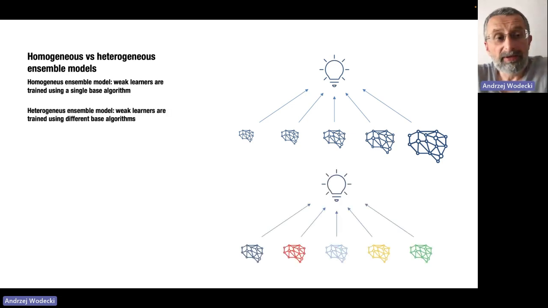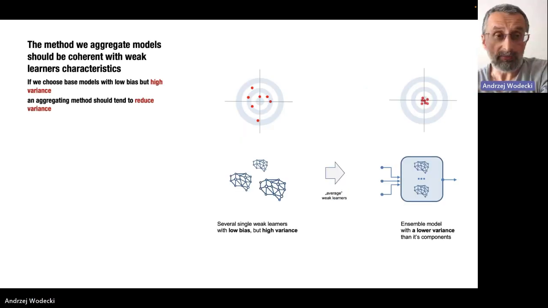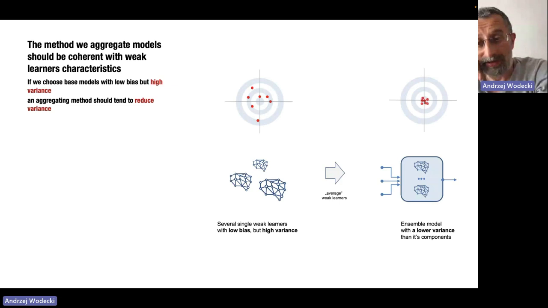On the other side, we have heterogeneous ensemble models, where weak learners are trained using different base algorithms. For example, the first one will be logistic regression, the second one support vector machine, the third one a neural network. So this is another option. It's like different animals voting together, and for the first case we have the same animal, like human, but with different hyperparameters. So this is also very important. From the implementation point of view, we are going to cover it in a few minutes.